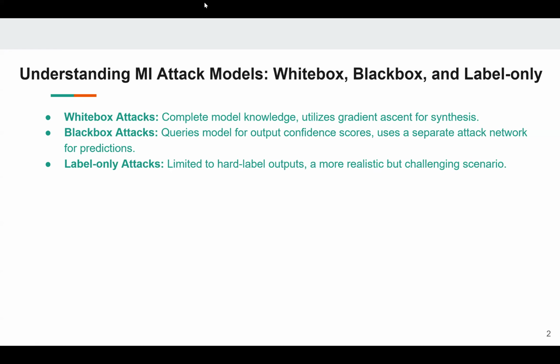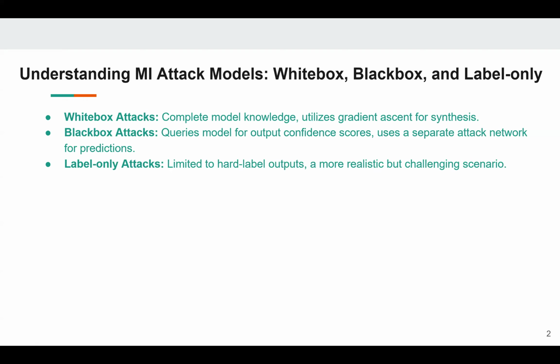Next is the black box attack. In a black box attack, the attacker can query the model, but doesn't know its internal workings. Here, the model's outputs are confidence scores, and these indicate how likely it is that the input data belongs to a particular class. Attackers use these scores to train a separate model, which is called the attack network, to predict the sensitive features.